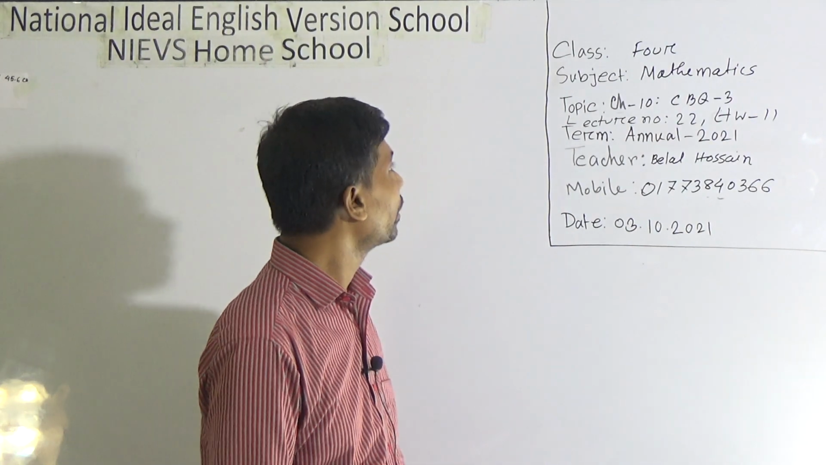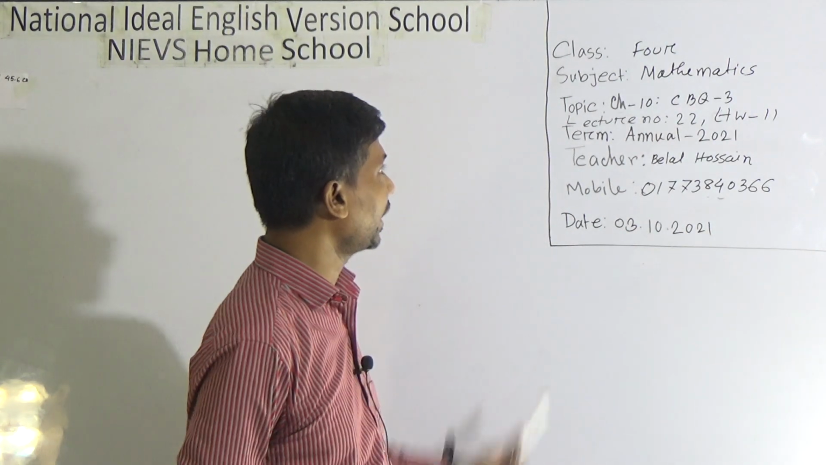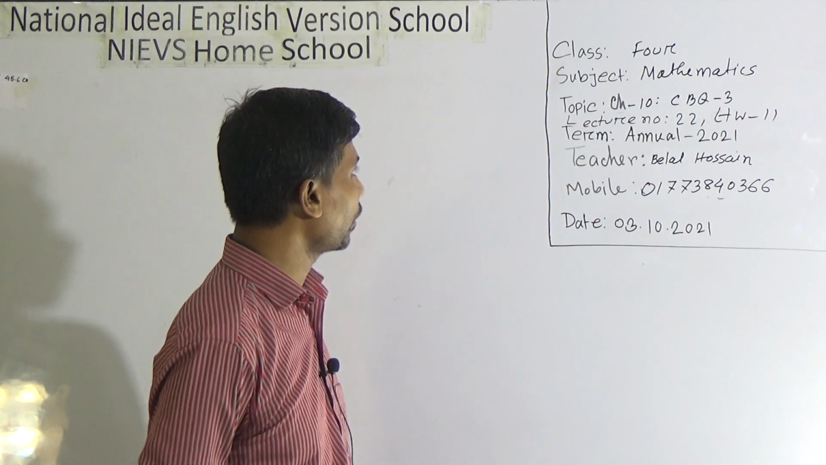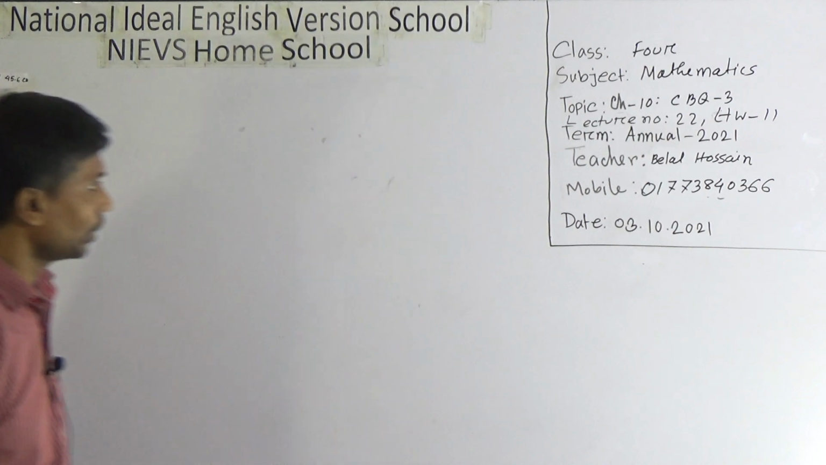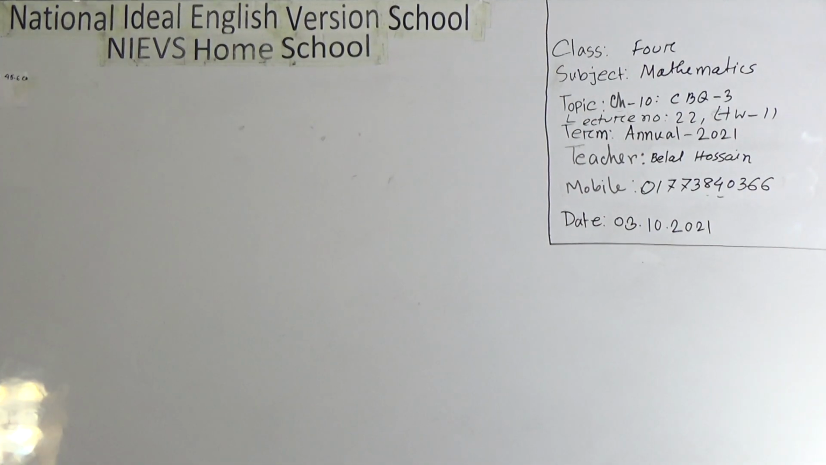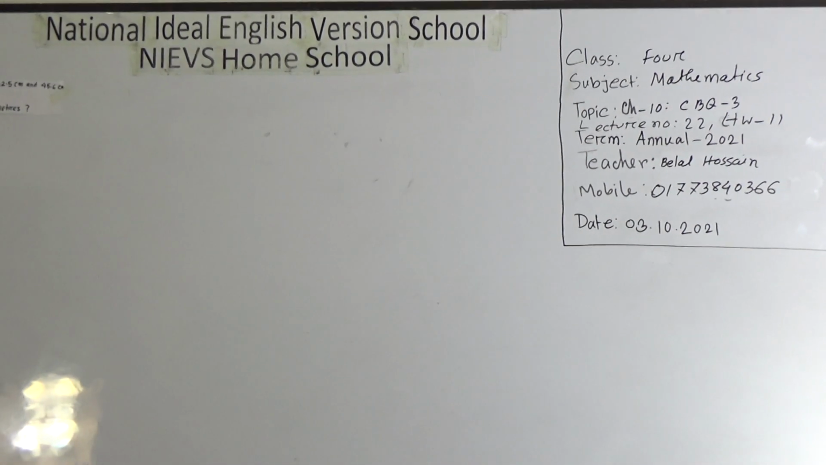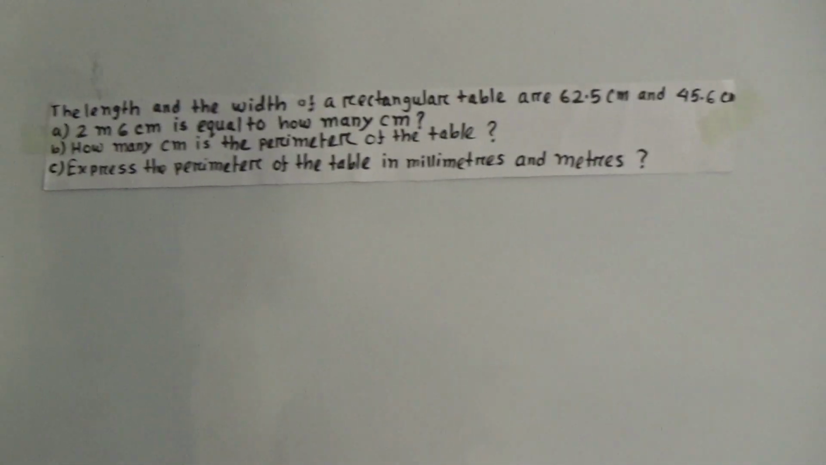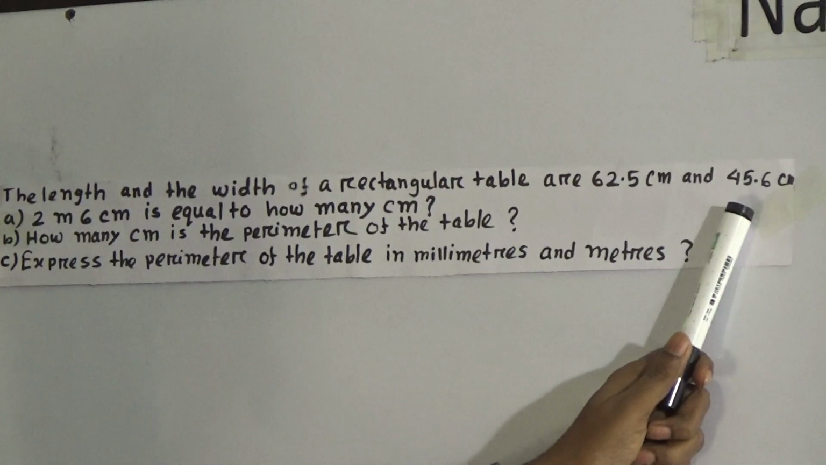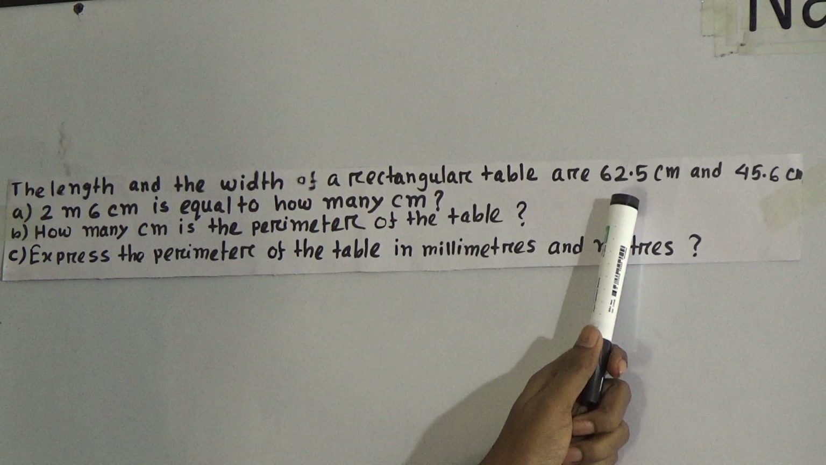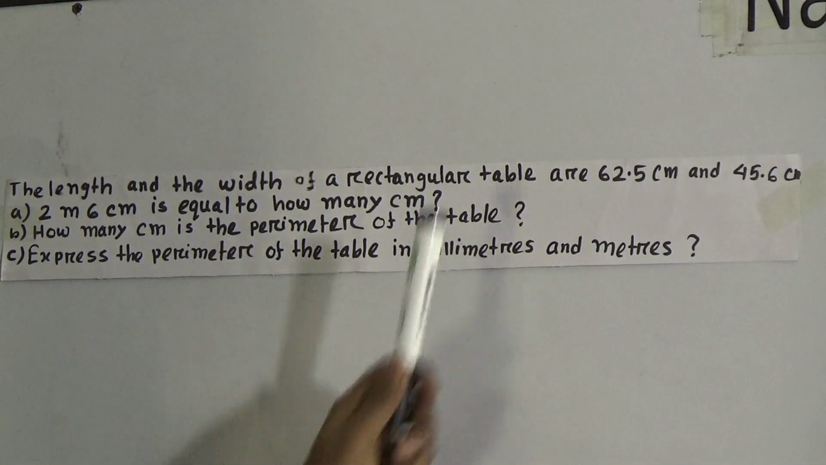Student, look. Today our topic is Chapter 10, CBQ 3, Lesson Number 22, HW Number 11. Okay, student. At first, read the questions. The length and the width of a rectangular table are 62.5 centimeter and 45.6 centimeter. This is the width and this is the length. Okay. This is the stem.